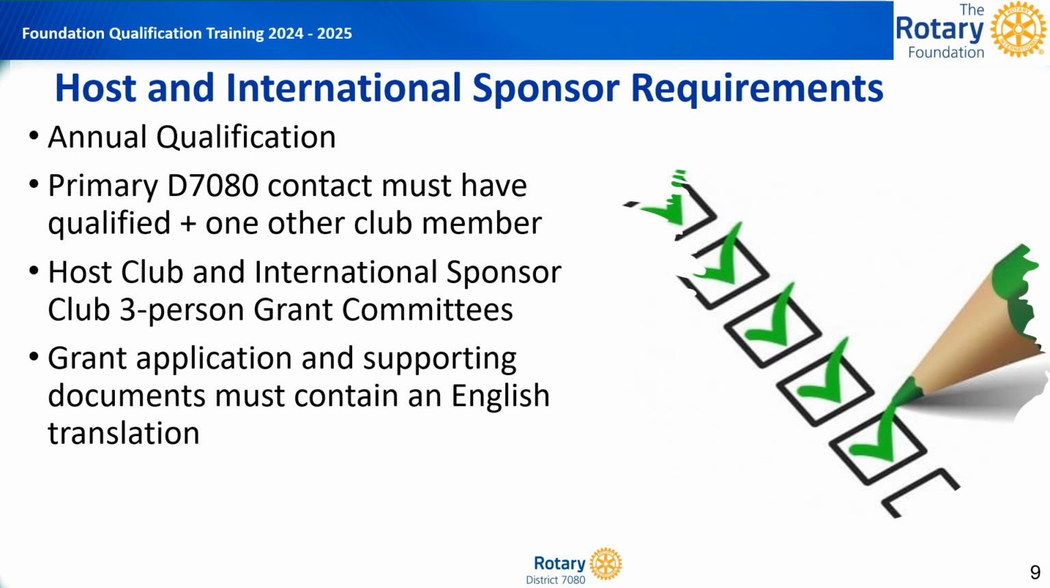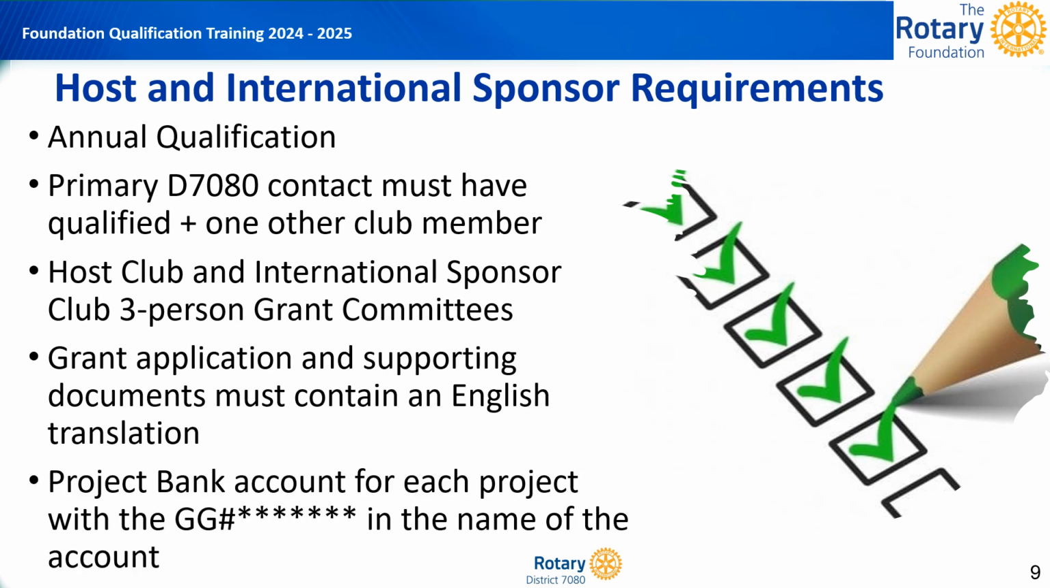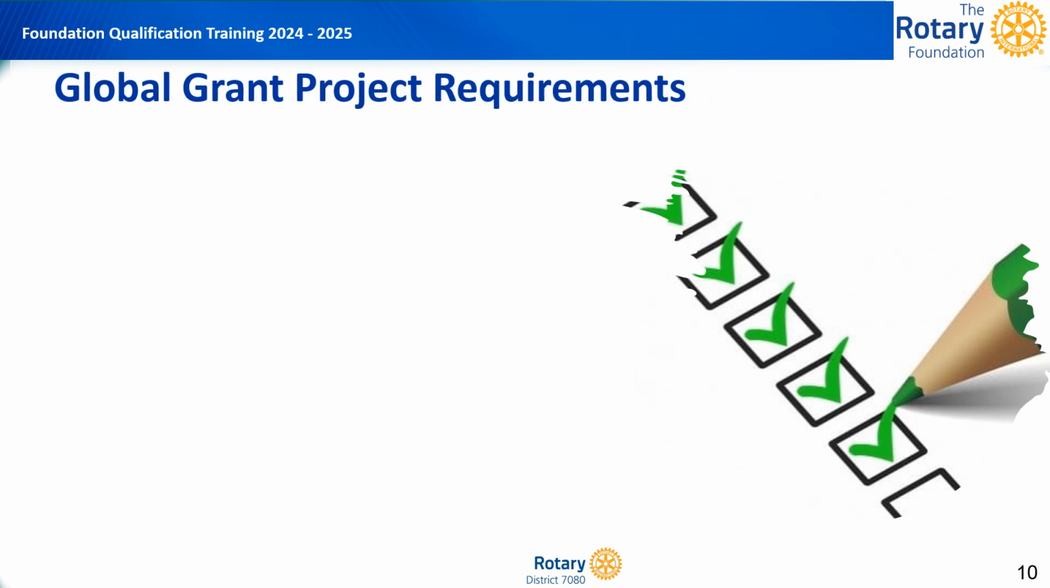If the application is submitted in a language other than English, it must contain an English translation for each section of the application and for all attachments. This is to ensure that all signatories understand what they are signing. And the clubs must have a separate bank account for each global grant project that includes the global grant number in the name of the account.